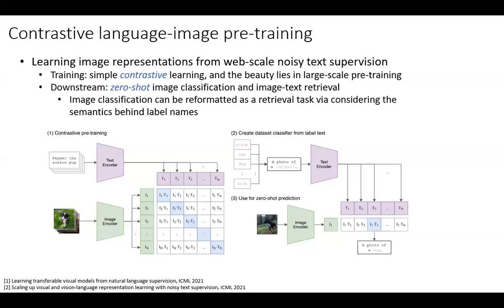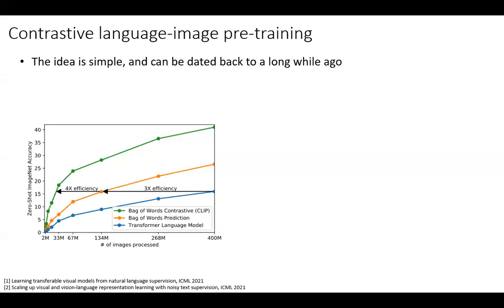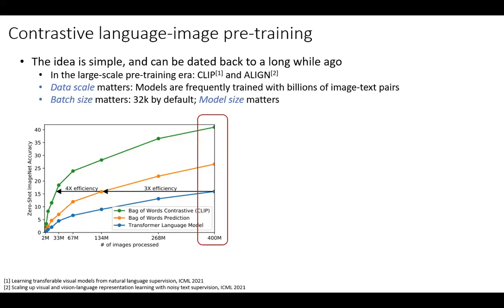We can do zero-shot image classification. We can also do zero-shot image-text retrieval. For retrieval, it's easy to understand because this is basically the pre-training task you use. For image classification, it's mainly because image classification can be formatted as a retrieval task, if you consider the labels not just as one-hot labels, but consider the semantics behind the label names. The idea is really simple, and it can actually be dated back a long while ago. But in the large scale pre-training area, the pioneering works are CLIP and ALIGN.